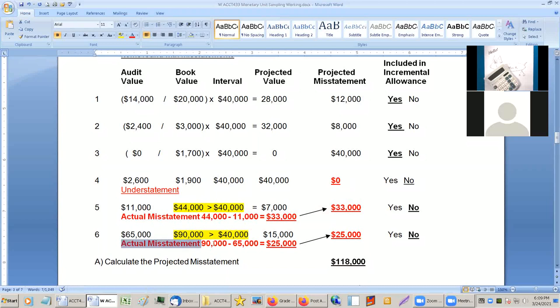So assuming the book value is bigger than the interval, you use the actual misstatement. And for these, there is no incremental allowance, which we'll talk about in a little bit here, because nothing else could go wrong in that interval. There's nothing else in those intervals.